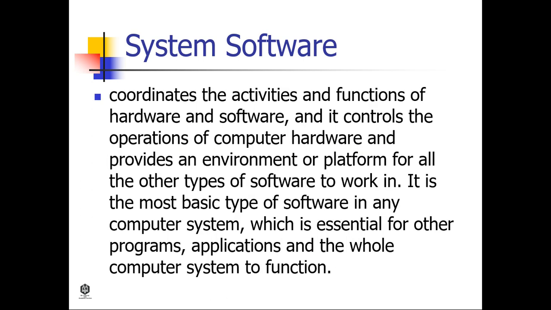System software coordinates the activities and functions of hardware and software, and it controls the operations of computer hardware and provides an environment or platform for all the other types of software to work in. It is the most basic type of software in any computer system, which is essential for other programs, applications, and the whole computer system to function.